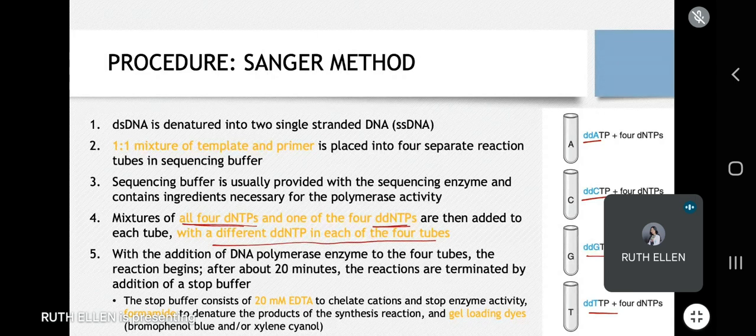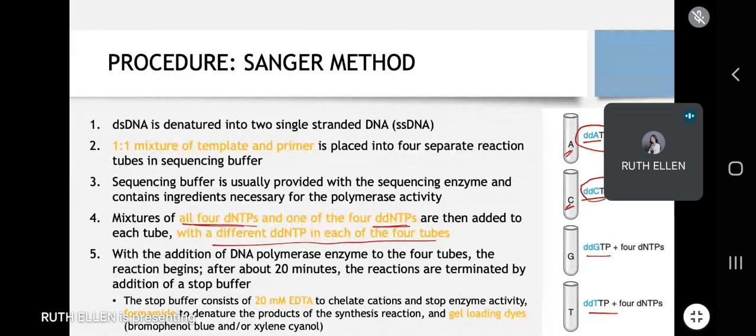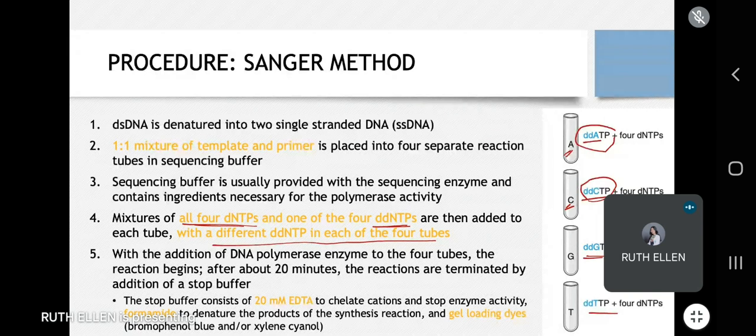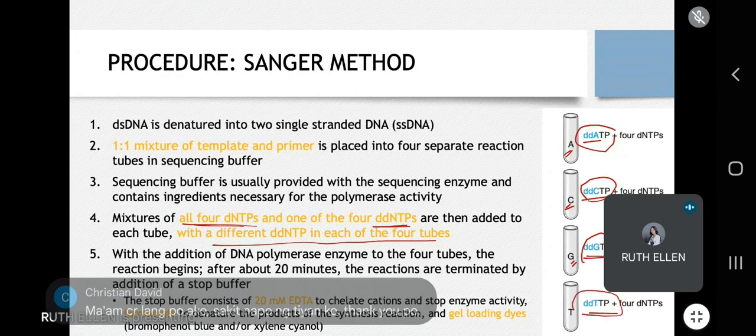Okay? So, kung sa first tube, ddATP lang ilalagay natin. So, in this tube, ang target natin is adenine. Okay? Next, ang ilalagay natin is ddCTP. Target natin is cytosine. Okay? Next, ddGTP, ang target natin is guanine. And ddTTP, ang target natin is thymine.